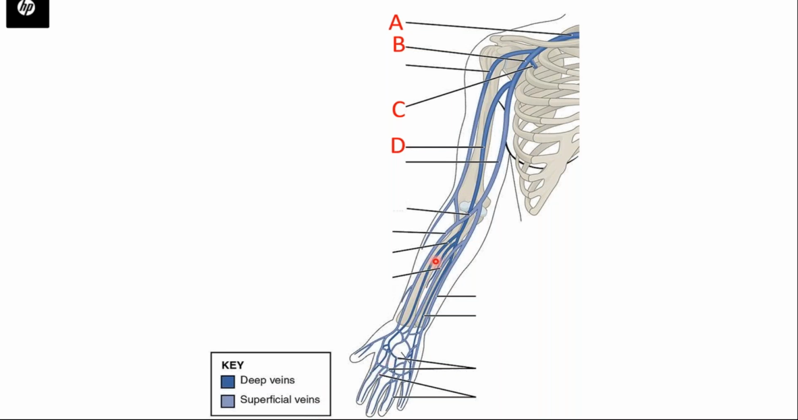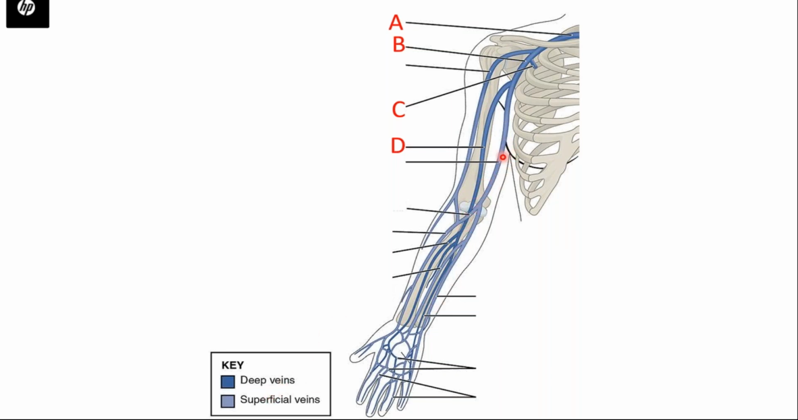Is D the basilic? No, it's a basilic. Is basilic a superficial vein or a deep vein? So is D dark blue or light blue? It's dark. So D is a deep vein, right? It's the brachial vein. Yes, very good. D is the brachial vein. Because it is dark blue, it is a deep vein.